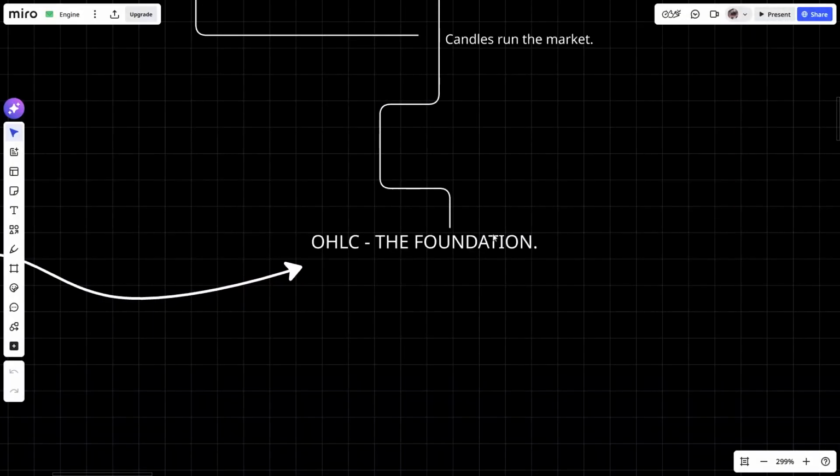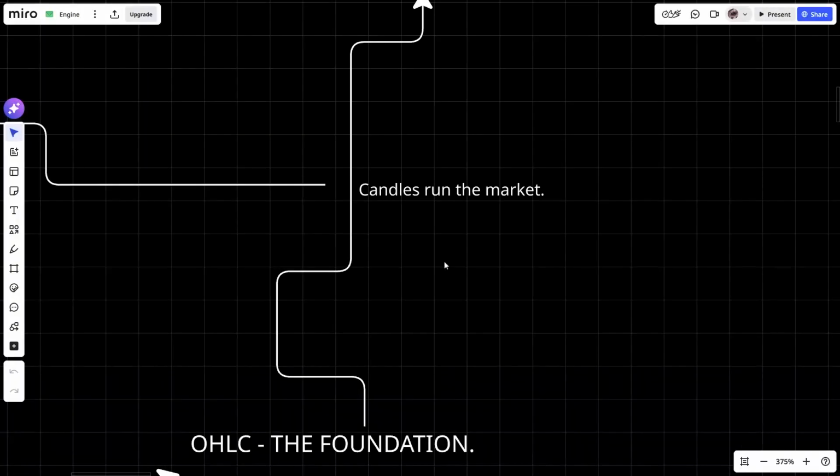OHLC is the foundation of price. Open, high, low, close, or open, low, high, close. OHLC refers to the 4 parts in a candle that run the markets. Candles run the markets.